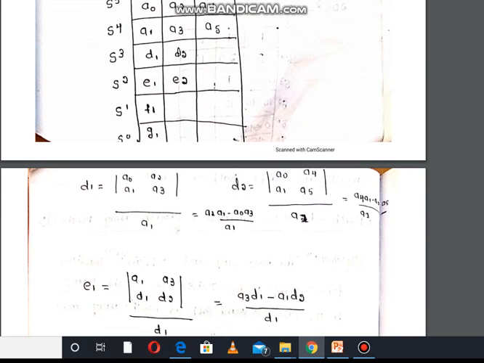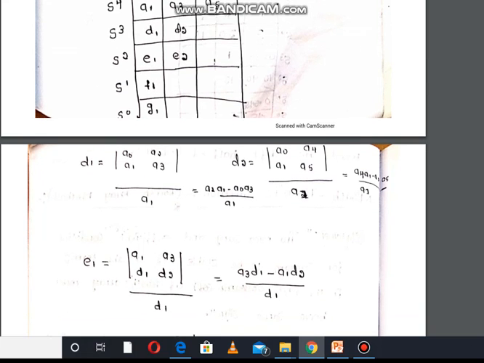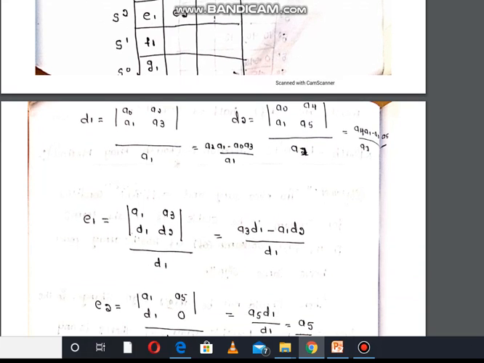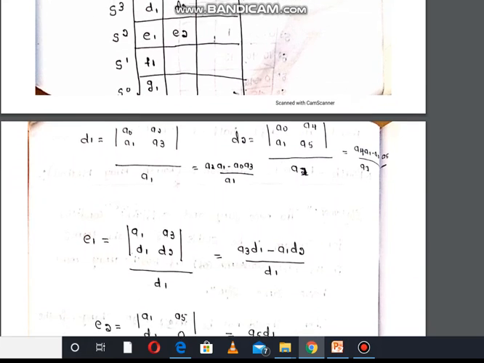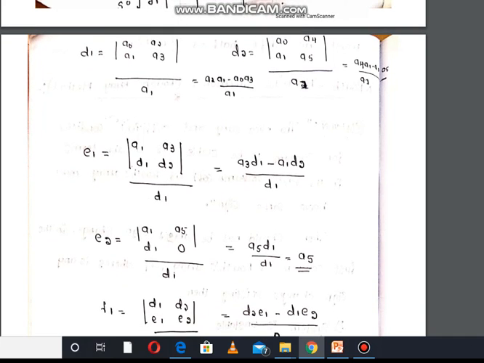And how to find out E2? To find out E2, again the first column as it is, A1 D1. And third column is A5 and 0. I have to leave second column, and another value is not there, it is 0, divided by again D1. So we'll get E2. So it is A1 D1 A5 0 divided by D1. So we'll get one value.